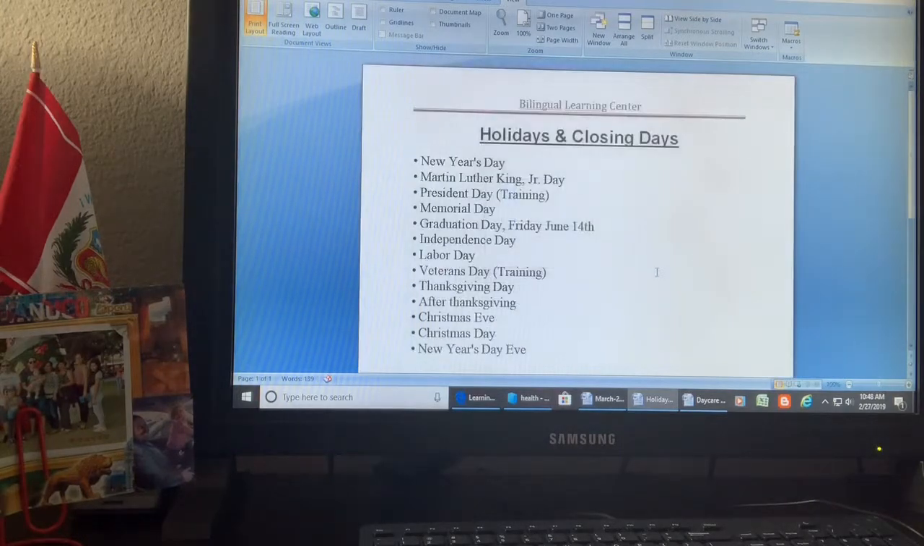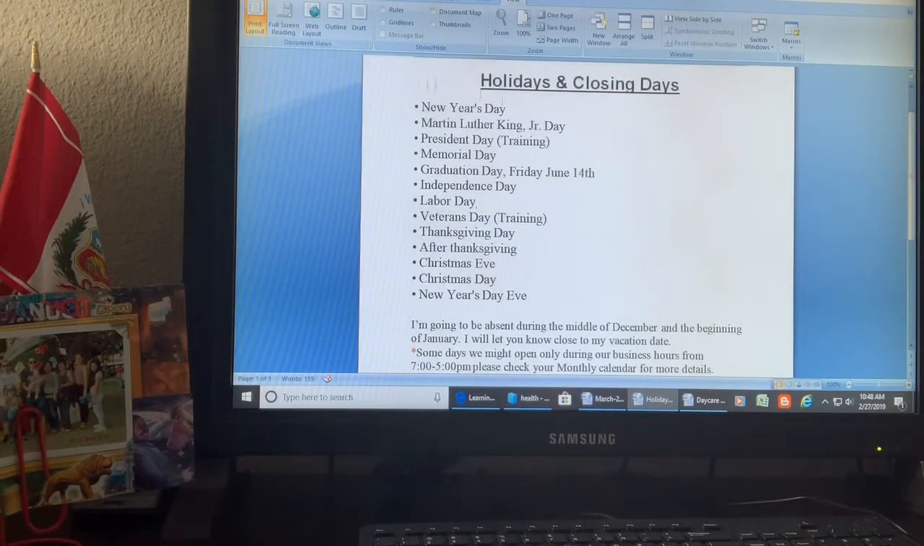Here I'm making the letters a little bit bigger so you guys can see which days I have chosen for now. The next one is gonna be Memorial Day, and after that it's coming up Friday, June 14. I chose this one for my graduation.